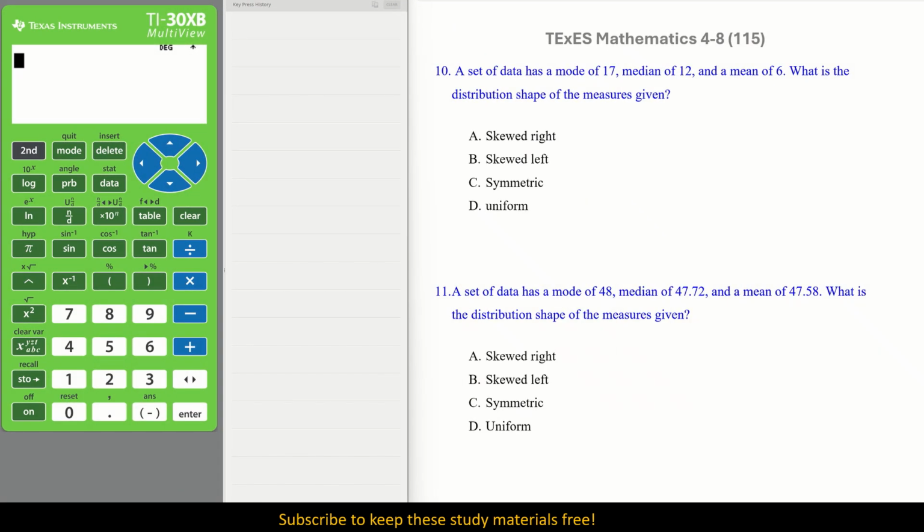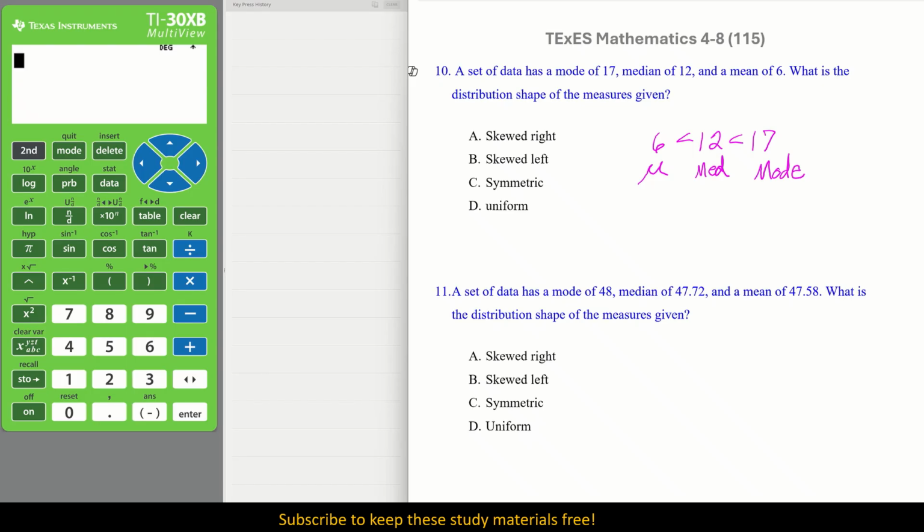Number 10. A set of data has a mode of 17, a median of 12, and a mean of 6. What is the distribution shape of the measures given? First, you need to put them in order, always from least to greatest. So I have 6, 12, and 17. Now, I need you to understand that 6 is your mean, your median is 12, and 17 is your mode.